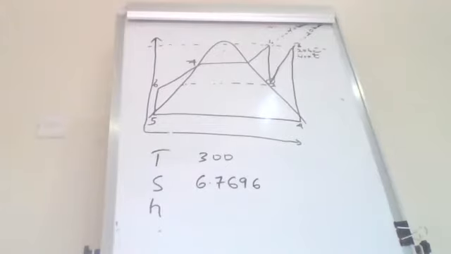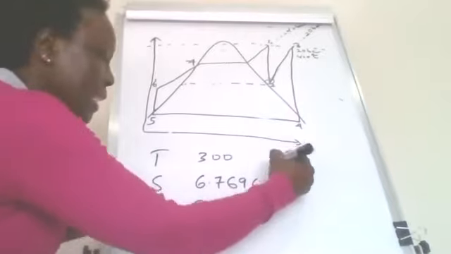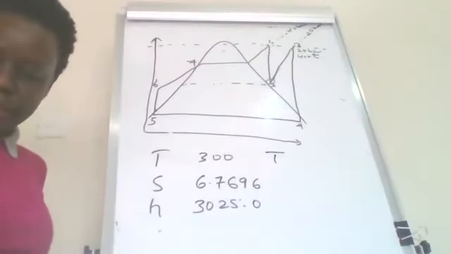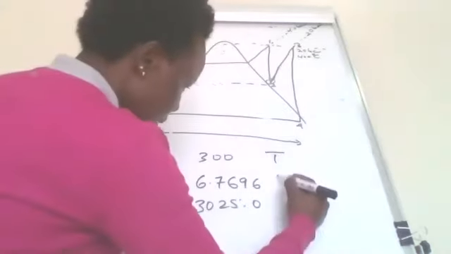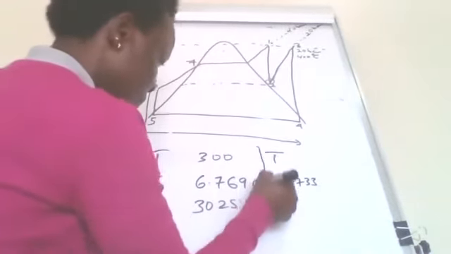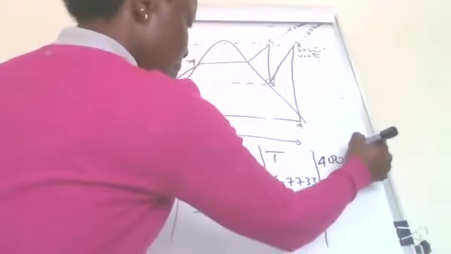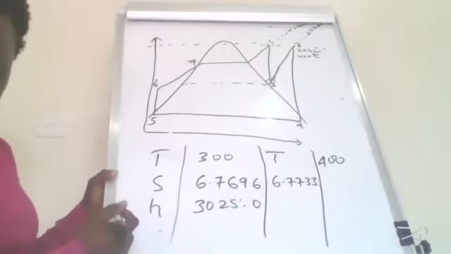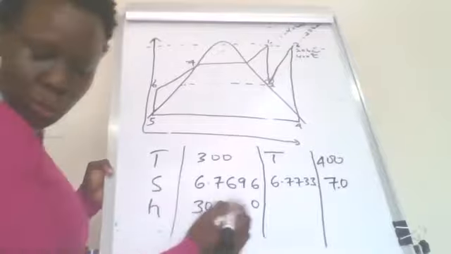What's the H value at 300 degrees? Because we don't know the temperature yet. At that we have 3025.0. There is a temperature we don't know, but we know the entropy, which we have just found out. That entropy is the entropy you found originally, which is the same as S2. That entropy is 6.7733. Then we have 400 degrees. At 400, we have an S value, which is 7.1296.